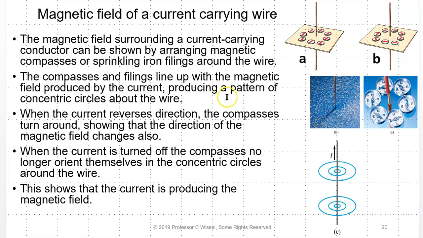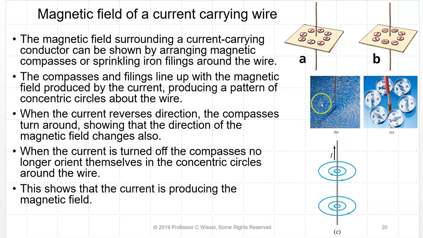Okay, now we can determine the magnetic field of a current-carrying wire. The magnetic field surrounding a current-carrying wire can be shown by arranging magnetic compasses or sprinkling iron filings around the wire. When the current is off, the compass needles just line up with the Earth's magnetic field. When you turn on the wire, they rotate until they look like this.